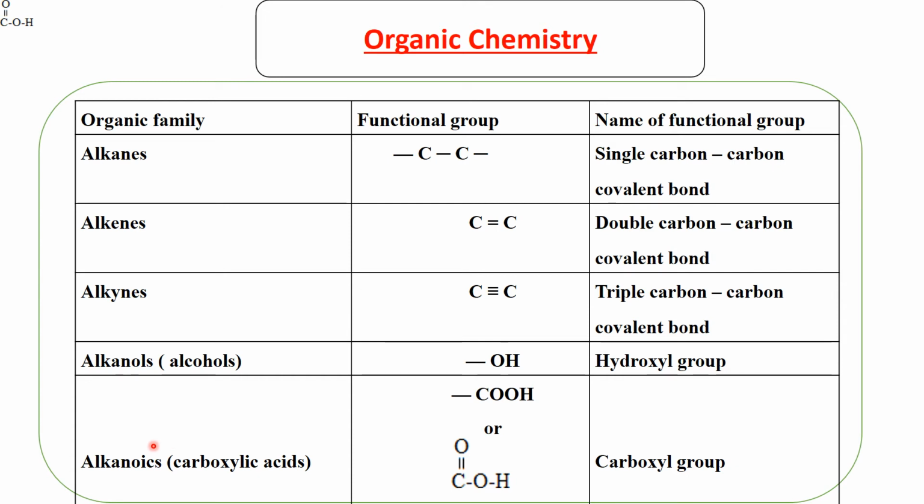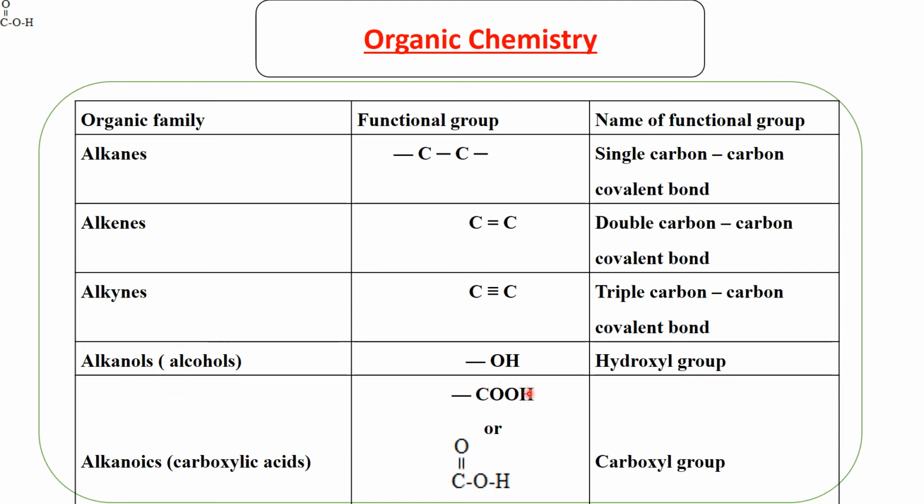Then after this, we have alkanoics or carboxylic acids. So what makes carboxylic acids? Carboxylic acids is this group of atoms: one carbon, two oxygen, one hydrogen. I think in the previous example, we had one oxygen here. I'm sure it was a mistake. It's supposed to be two oxygens here. So it's one carbon, two oxygens, and one hydrogen atom.